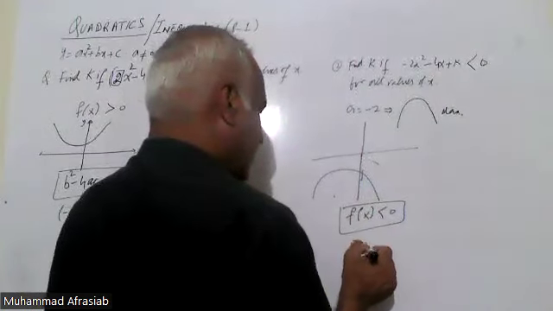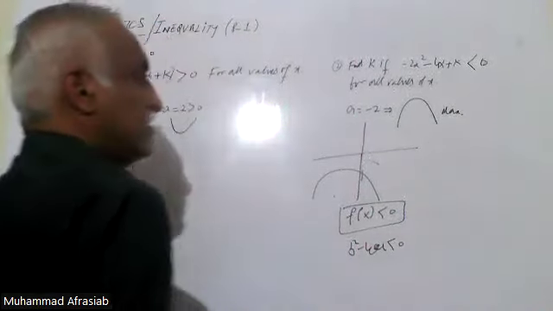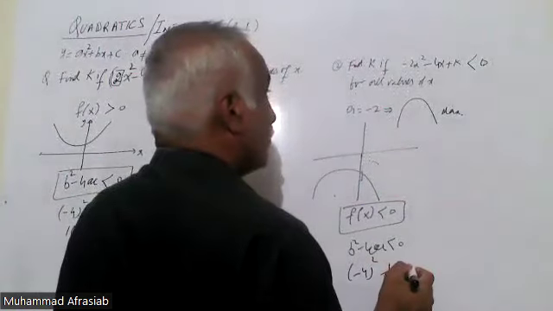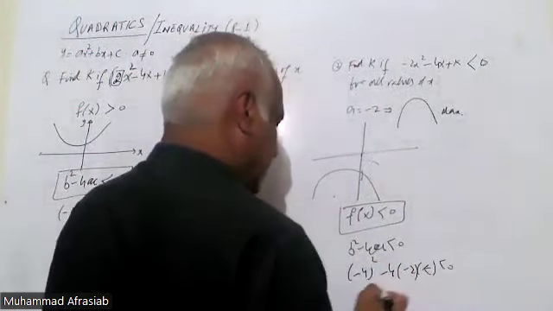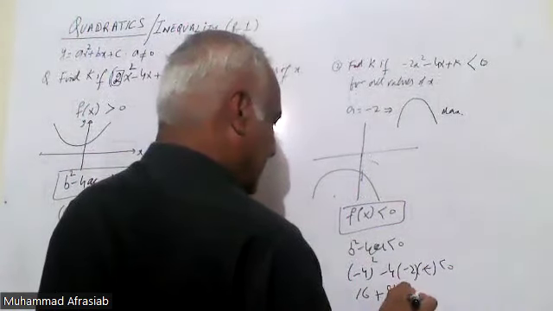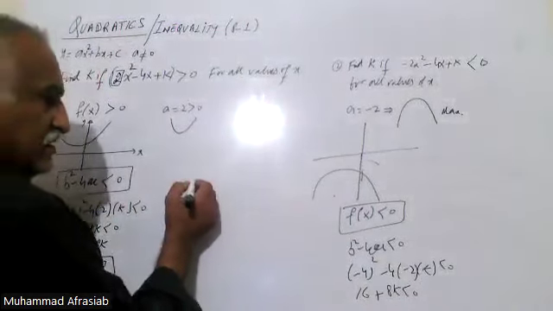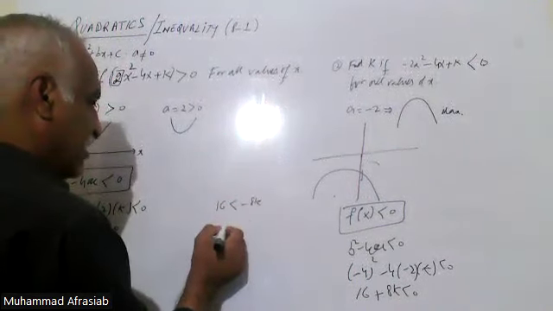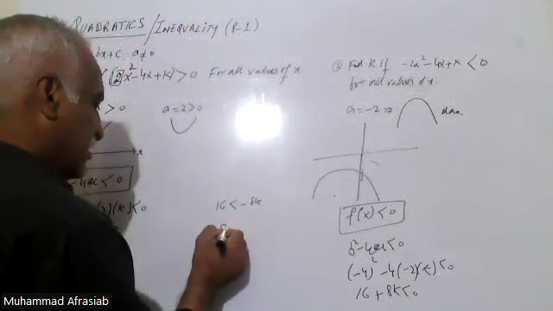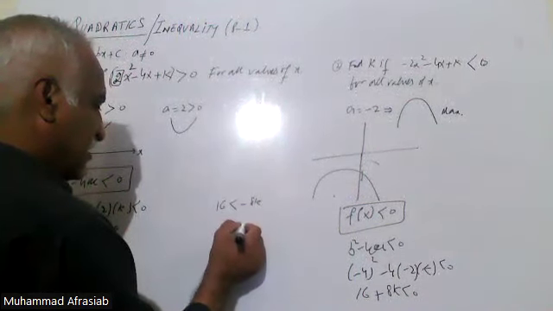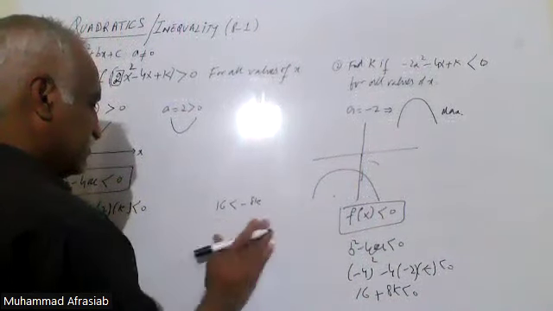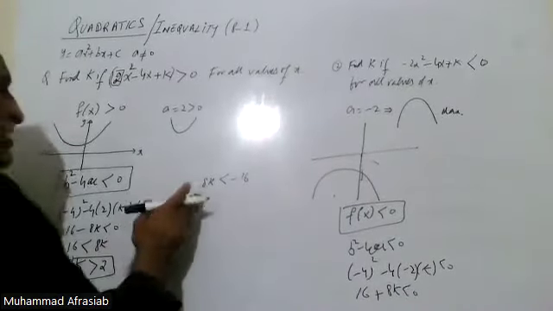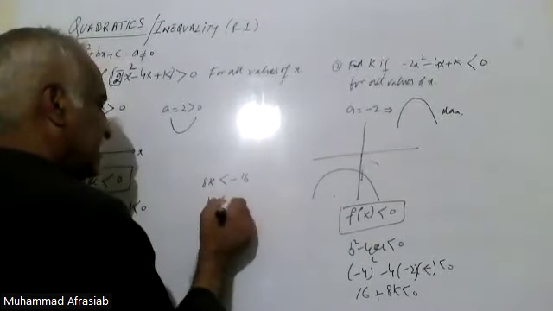So b square minus 4ac should be less than 0 for this portion there, where b is equal to minus 4 into minus 2 into k, that is less than 0, or 16 plus 8k is less than 0, or 16 is less than minus 8k, or 8k is less than minus 16, or k is less than minus 2.